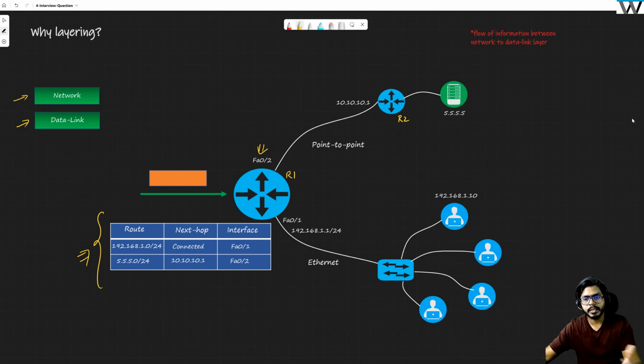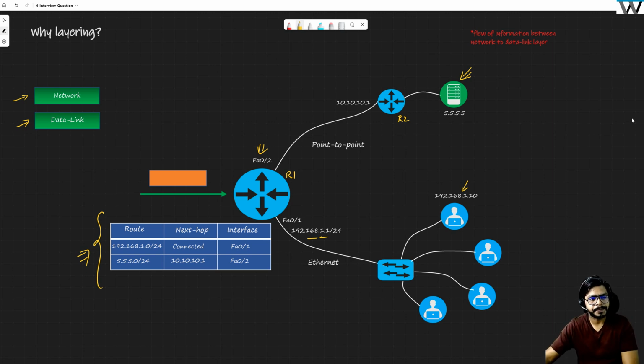First of all, let me explain this topology. We have this server here somewhere on the internet whose IP address is 5.5.5.5, which is connected to router R2, and there is a link between them, which is a point-to-point link. I will be discussing that. That is connected to FA0/2. Then over the FA0/1 interface, one network is directly connected, which is 192.168.1.0. And then we have a specific host here, connected over the technology we all know, Ethernet, right? That is why this router has this routing table.